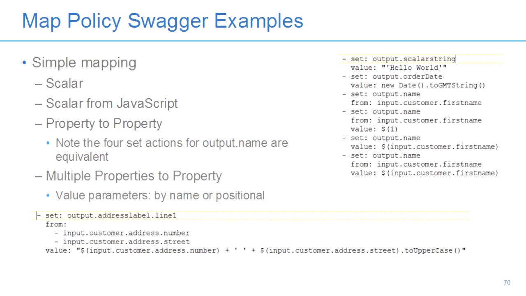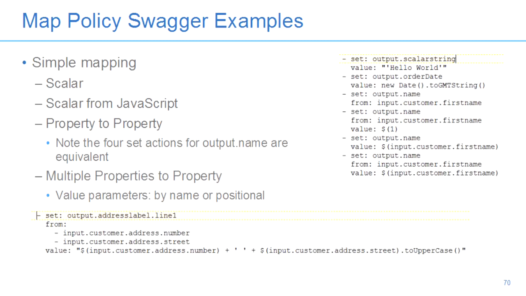Okay, so simple mapping here. Look at the right side of the screen. I have a very simple scalar mapping. I'm setting in the output document something called scalar string, and its value is just a scalar hello world string. So very simple mapping, no input document required. The second example, I'm setting an order date to my output document. And in this case, again, no data that came from the from's data structure. I'm actually using a JavaScript new date and converting that to a GMT string. And so that would be the output of that particular action.